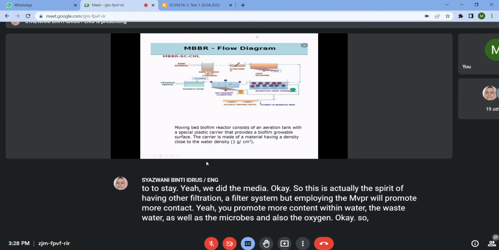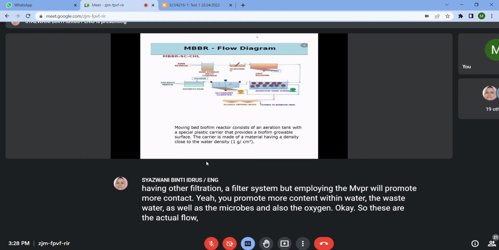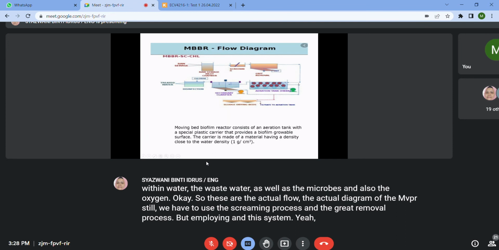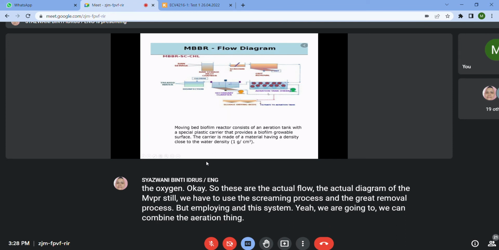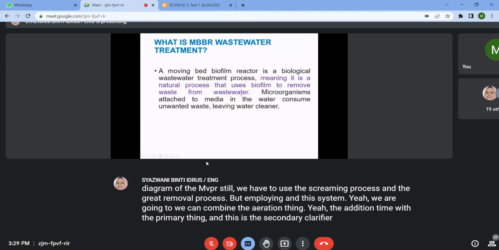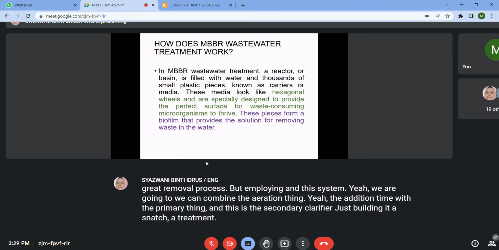So these are the actual flow, the actual diagram of the MBBR. Still, we have to use the screening process and the grit removal process. But employing this system, we can combine the aeration tank with the primary tank, and this is the secondary clarifier. Okay, still need a sludge treatment. So how does the system work?